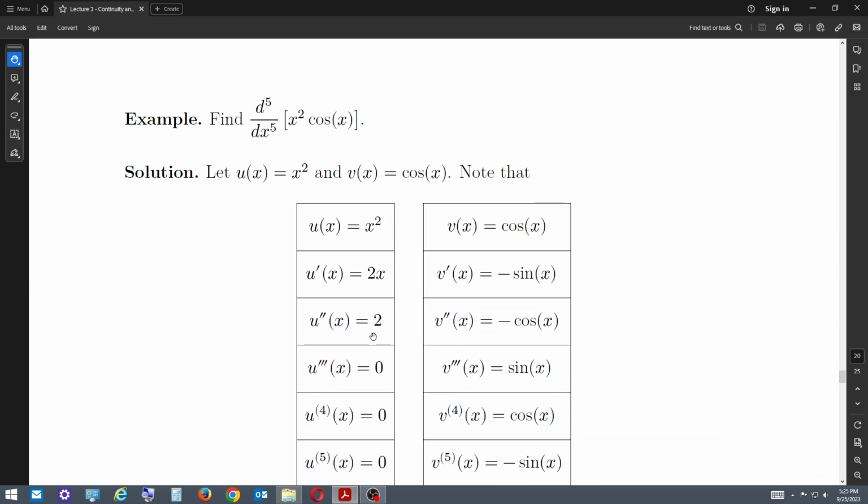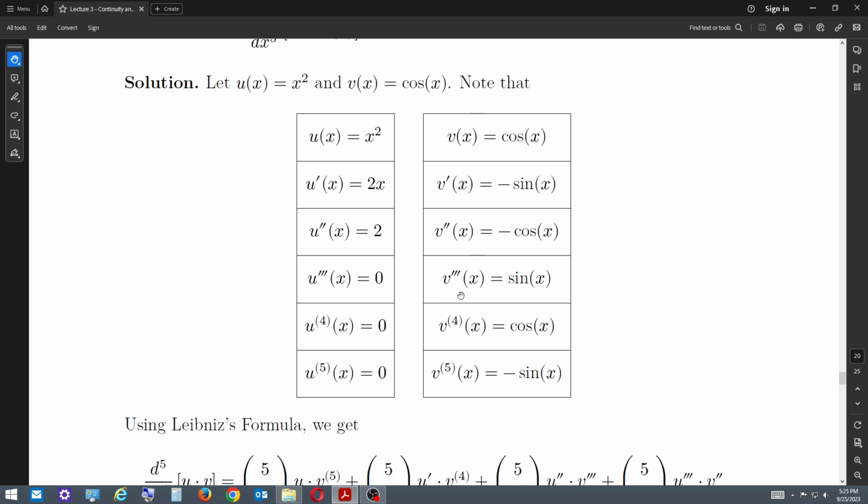Alright, so second example. So like I said, we have a fifth derivative here, of x squared cos of x. Whenever there's a power of x, I will let that be u. So let u be x squared and let v be cos of x. So again, we write down our derivatives. So for u, we get 2x and then 2. And then notice what happens after this. When you differentiate a constant, you get 0. So everything after is 0.